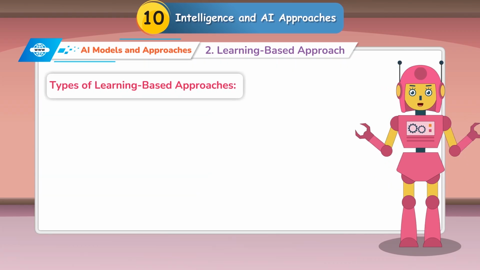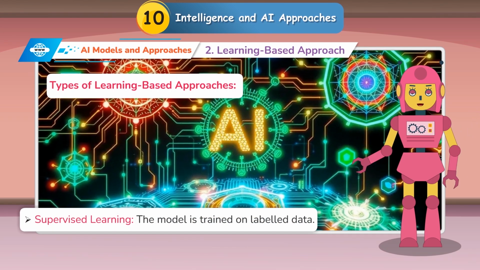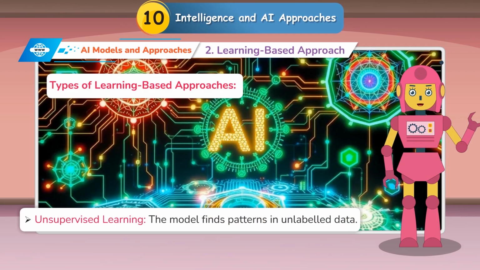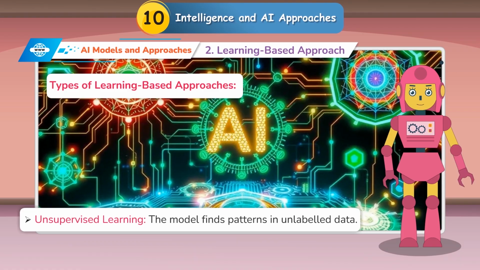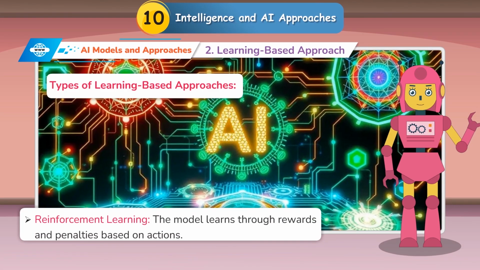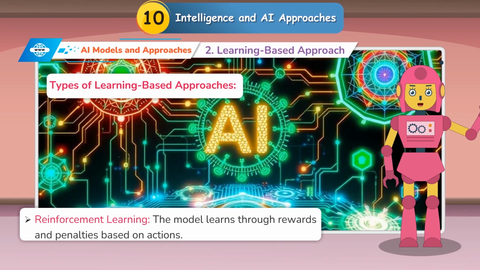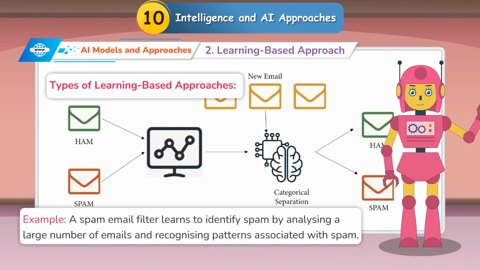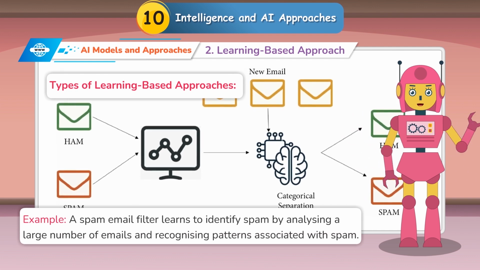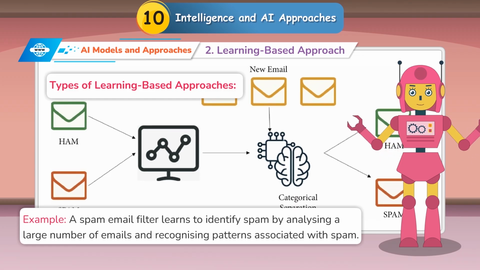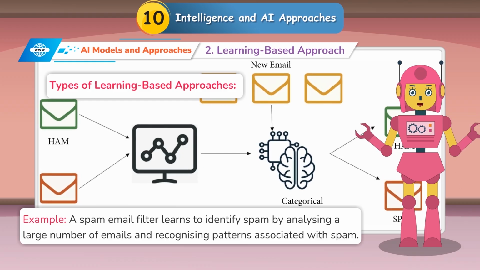Types of learning-based approaches. Supervised learning, the model is trained on labeled data. Unsupervised learning, the model finds patterns in unlabeled data. Reinforcement learning, the model learns through rewards and penalties based on actions. Example: a spam email filter learns to identify spam by analyzing a large number of emails and recognizing patterns associated with spam.